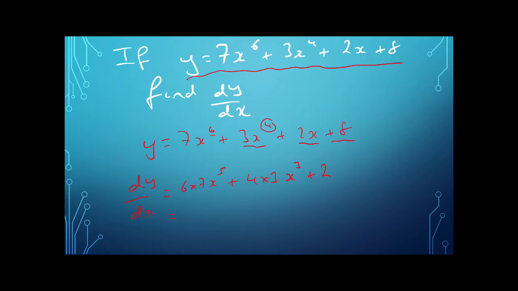Let's just tidy that up. 6 times 7 is 42, x to the 5. 4 times 3 is 12, x cubed plus 2.